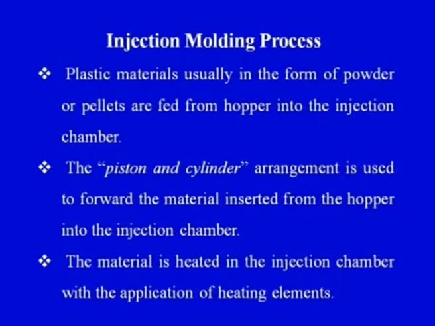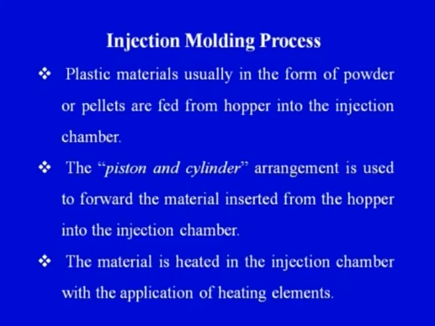Now, let us try to understand the various stages of the injection molding process. Although I understand that most of you have got an idea of how the process actually takes place, I have drawn a diagram. We have also seen the complete diagram 2-3 times. We have revised how the actual process is taking place. Now, let us just read the various stages of the process. Plastic materials, usually in the form of powder or pellets, are fed from the hopper into the injection chamber. So, that is the first point. From the hopper, the raw material is being fed into the injection chamber.